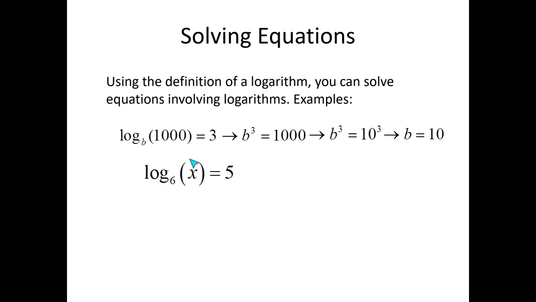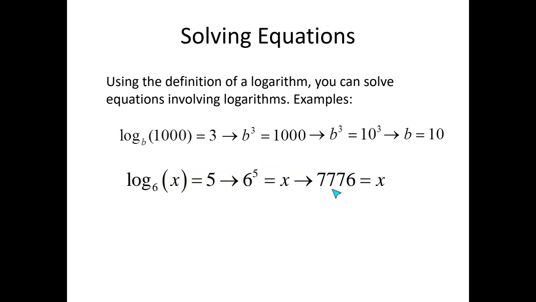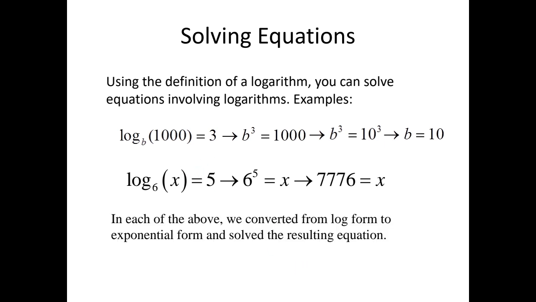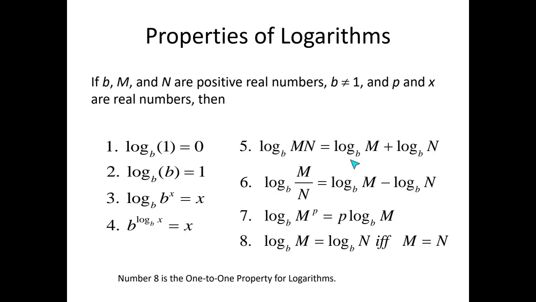We're trying to solve for x, but x is kind of trapped in here, so let's see what happens. If I change to exponential form, my base is 6, and then the log is equal to the exponent, so that makes 5 my exponent. Now I'm able to solve for x. So x is 7,776. By changing from one form to the other, it allows us to solve for x. Okay, let's go on to the next one.